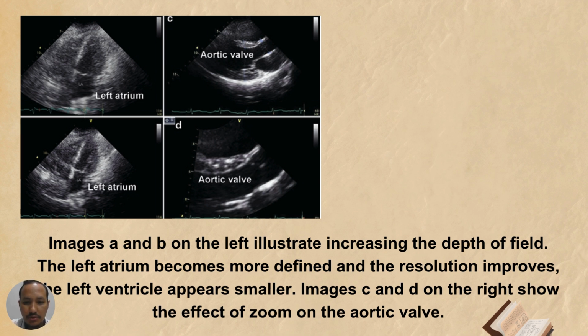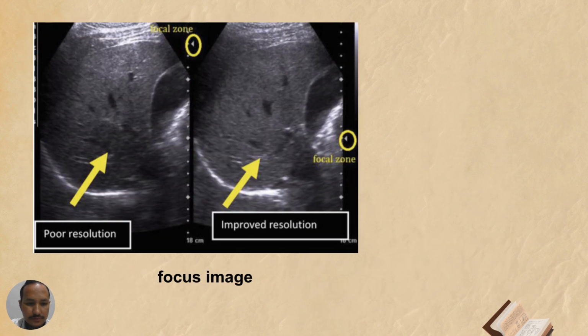And then we go. So this is a focus image. This one has a poor resolution on the left side, and then the right side has improved resolution. This means the more focus zone.